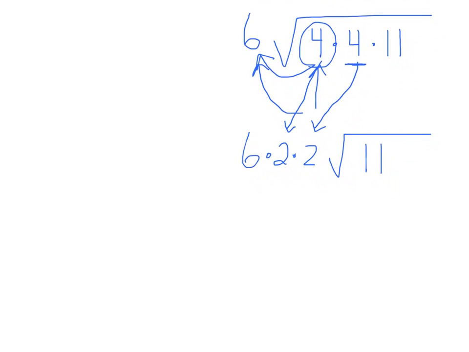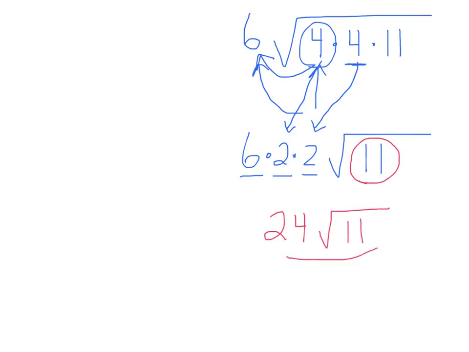So let's keep simplifying. I'll multiply 6 times 2 times 2, and that gives me 24. And 11 is not a perfect square, so I'm not going to remove it from inside the radical, so I'll have 24 square root of 11.